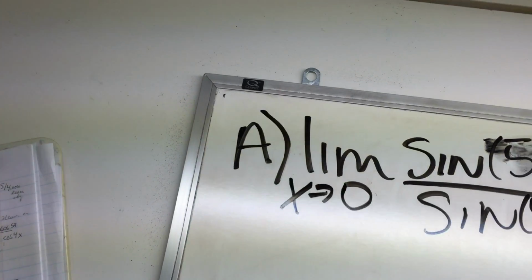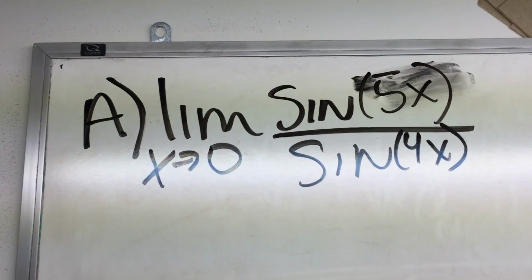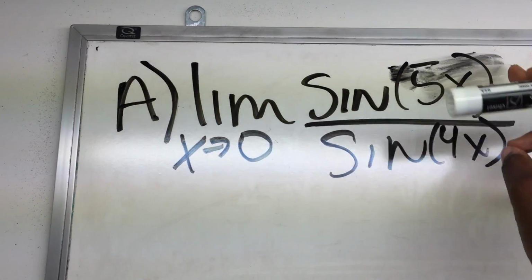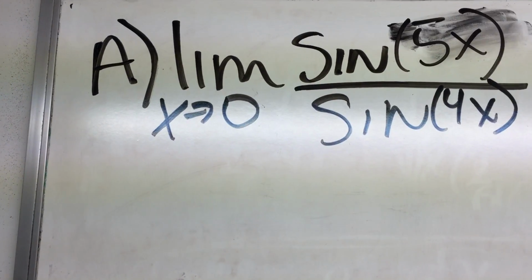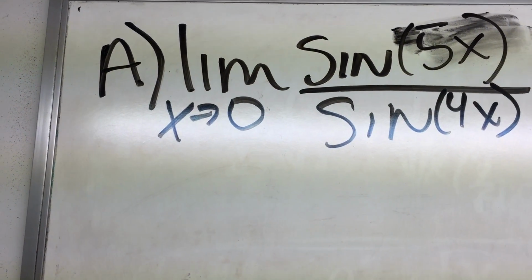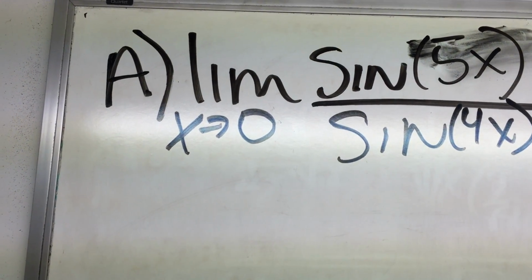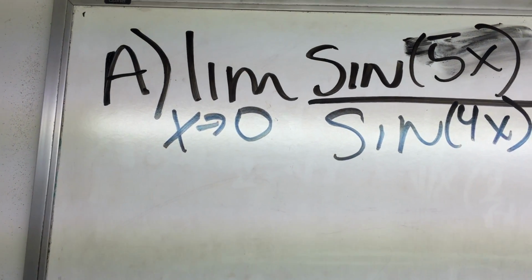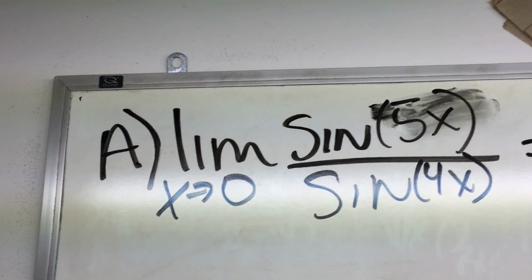Now the first thing you're going to do, since we can't really take this directly, we're going to use L'Hopital's rule, which is basically where we just take the derivative of the top and the bottom. So that's going to give us 5 cosine 5x and 4 cosine 4x.